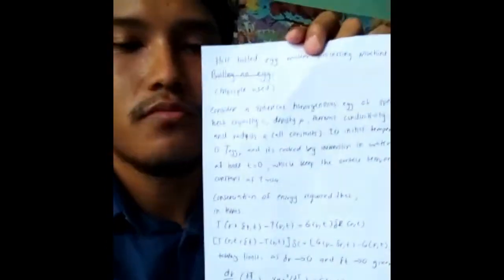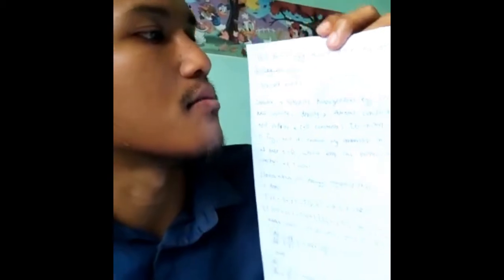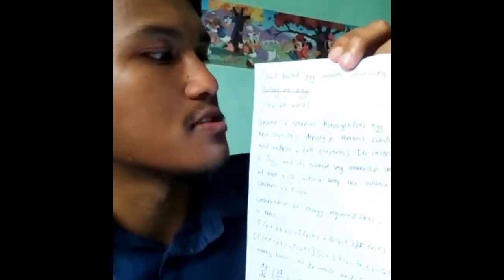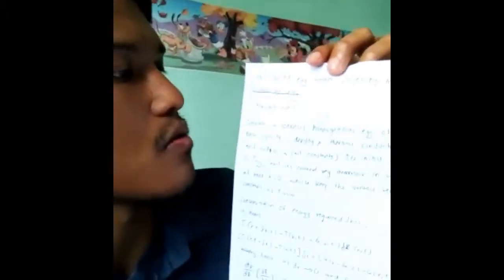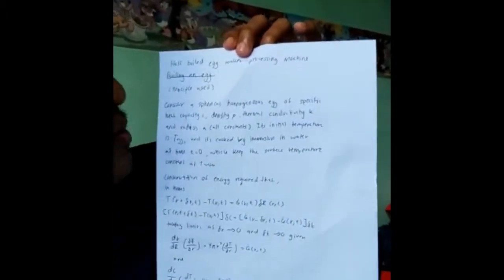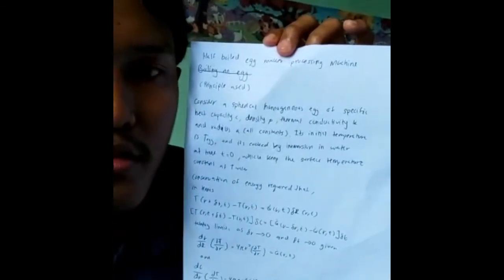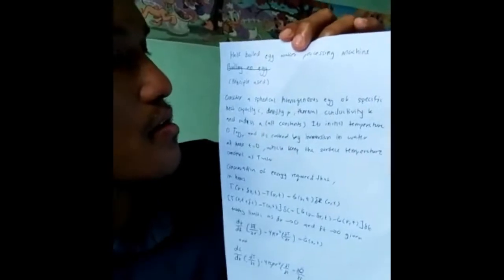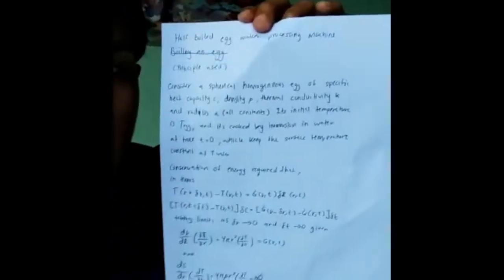Today I'm doing the half-boiled egg maker processing machine, for its principle of use. First I consider a spherical homogeneous egg of specific heat capacity C, density alpha, and thermal conductivity T, and then the radius is constant. So this is my principle of use.